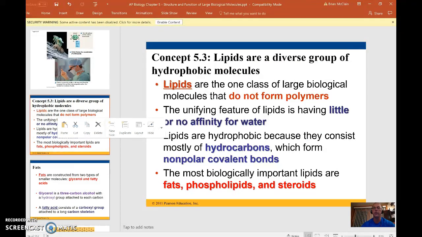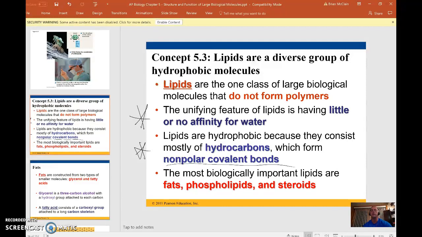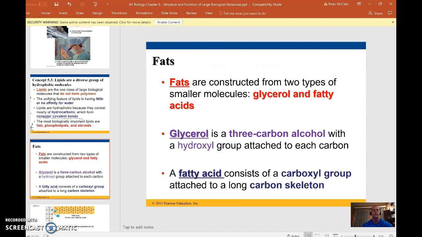So section 3 gets us into the lipids, and basically the characteristic that you want to know about the lipids is that they are not going to have an affinity for water. They're going to be mostly hydrophobic. And the reason why they're mostly hydrophobic is a lot of these nonpolar covalent bonds. So these are the main ones. You got your fats, your phospholipids, and you have your steroids.